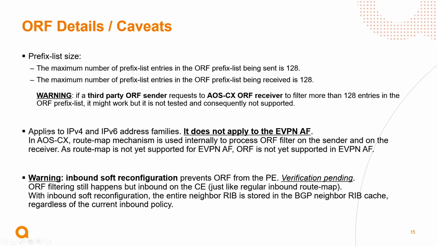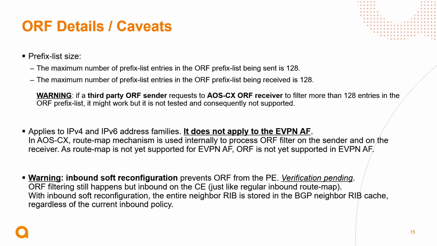Also already raised, this applies only to IPv4 and IPv6 address families, not EVPN. The reason for that is that in AOS-CX, the underlying mechanism to support outbound route filtering is a route map mechanism that is used inside the infrastructure internally on the sender and on the receiver. As we do not yet support route map inside the EVPN address family, ORF cannot be supported yet for that EVPN address family.